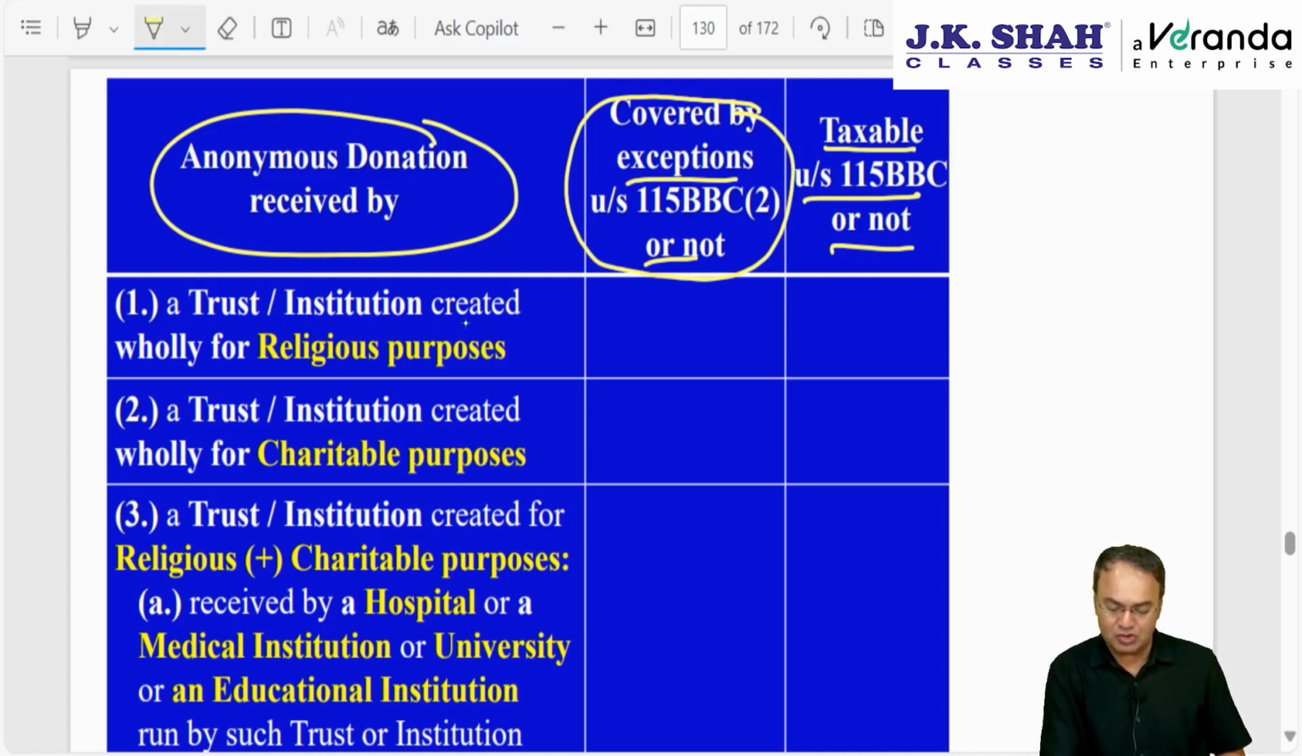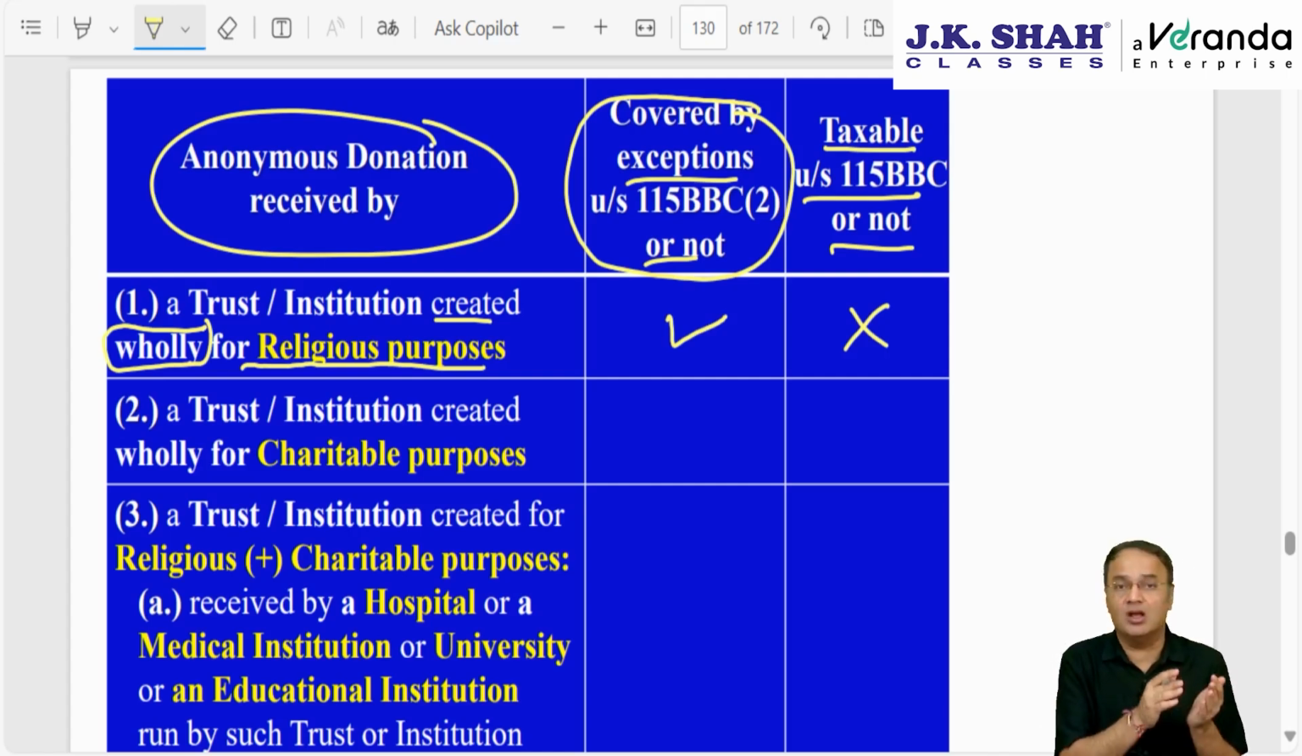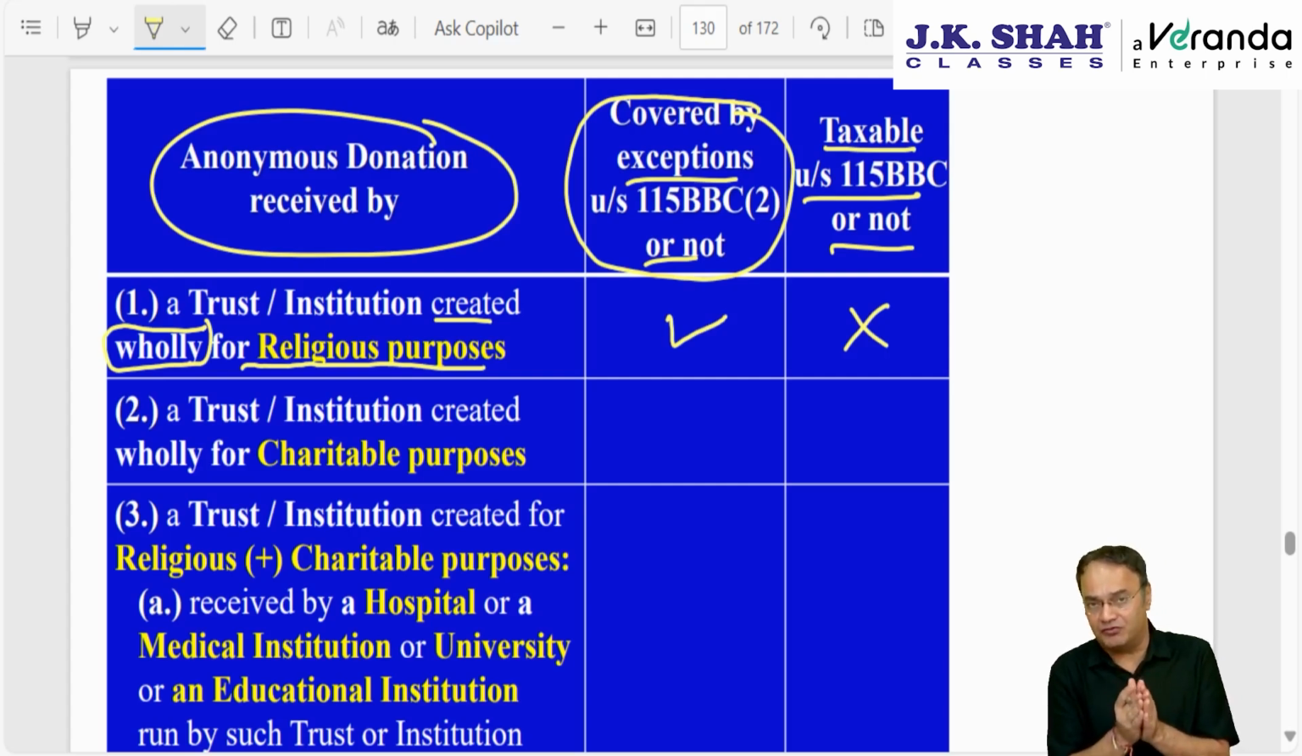Number one, a trust or institution is created wholly for religious purposes. Then it is covered by exception, the first exception. Therefore, the 30% tax rate will not apply. But let me remind you once again, when we say that it is covered by exception, that means the 30% flat rate will not apply. But that does not mean that anonymous donation will not be taxed. Here, anonymous donation will be subjected to normal proceedings, 15%, 85%, and accordingly the balance amount will be taxable as per the rate applicable to the trust and not 30%.